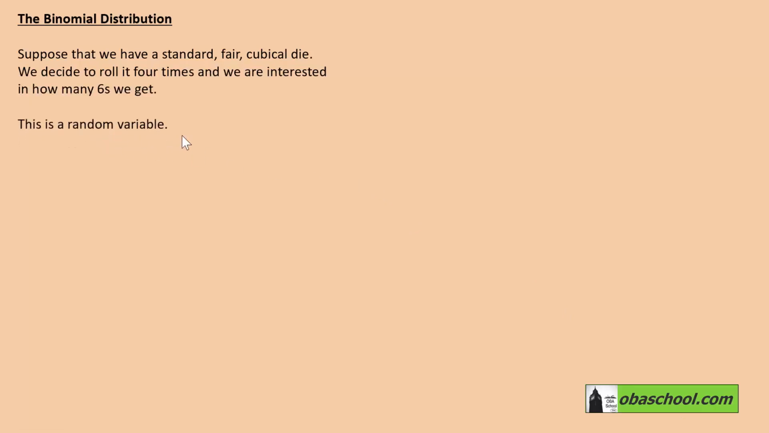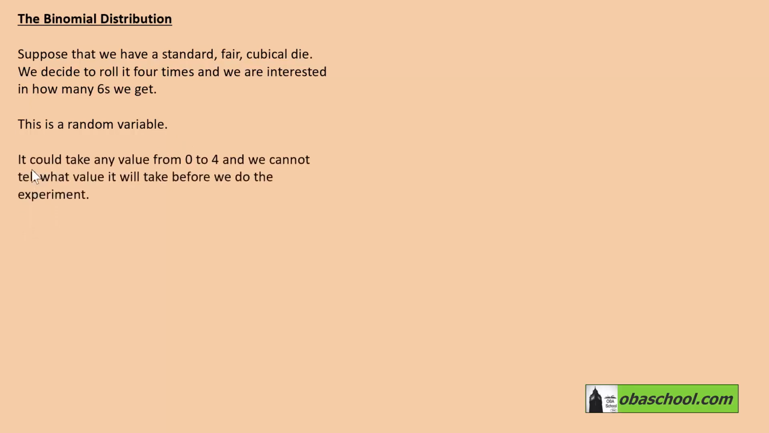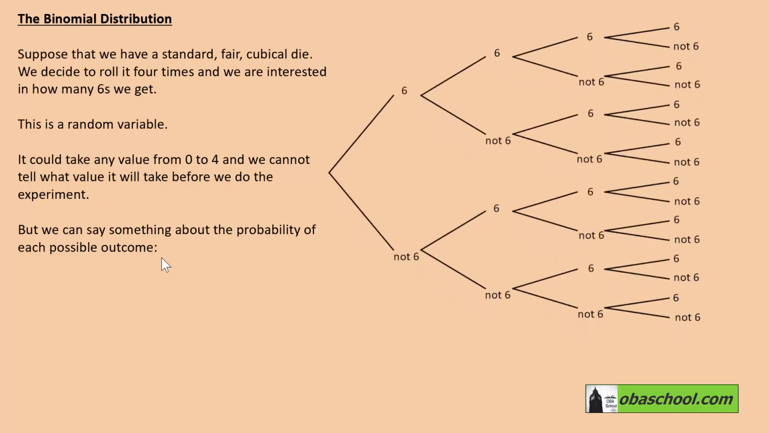This is a random variable. It could take any value from 0 to 4, and we cannot tell what value it will take before we do the experiment. But we can say something about the probability of each possible outcome. And we can do that using a tree diagram, for example.